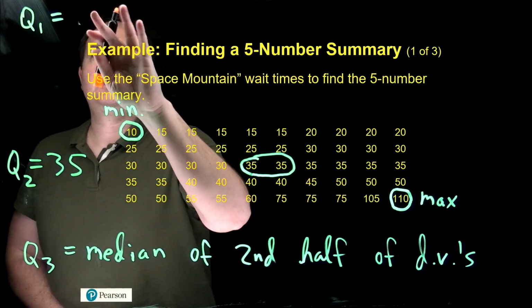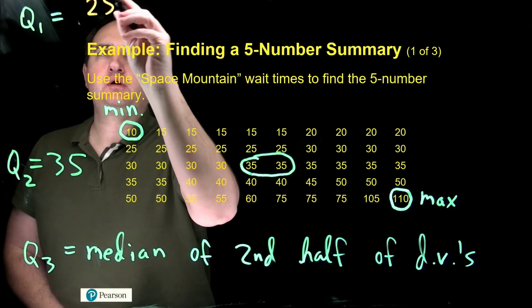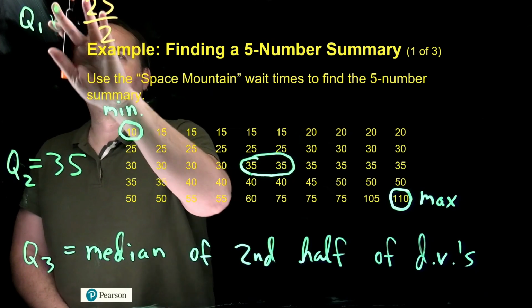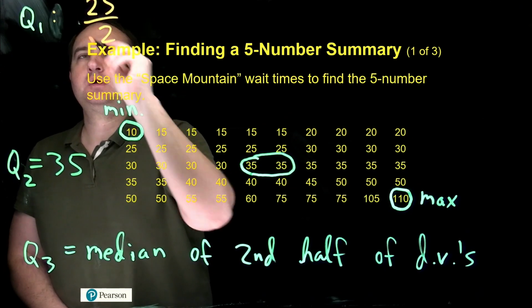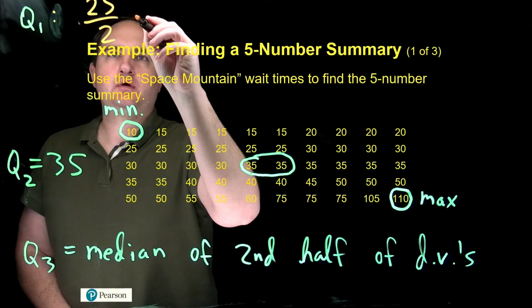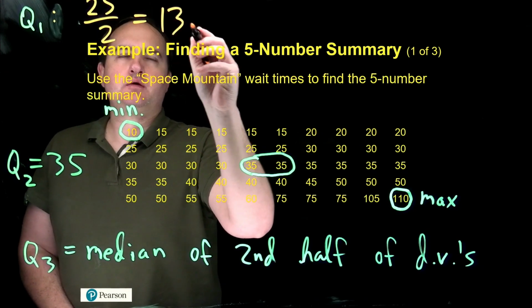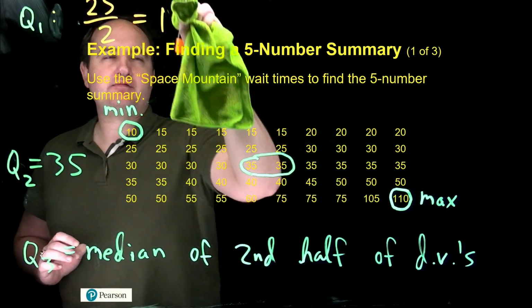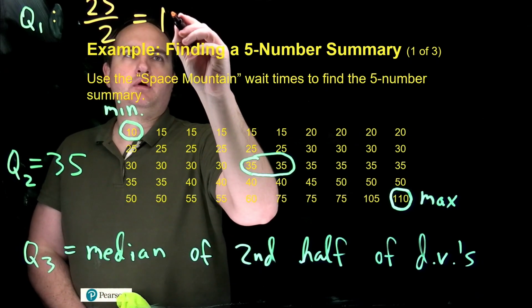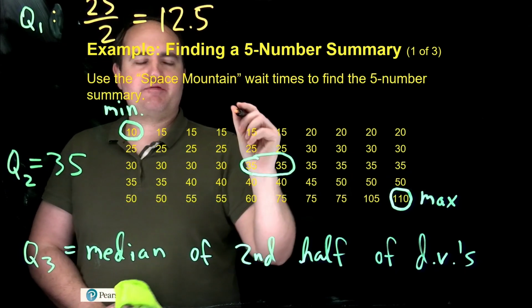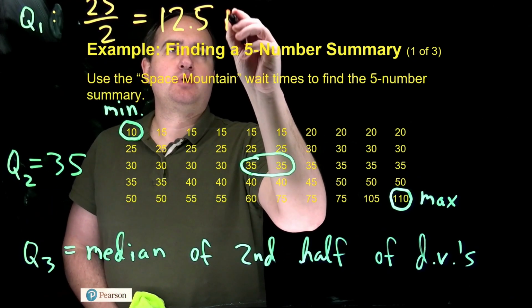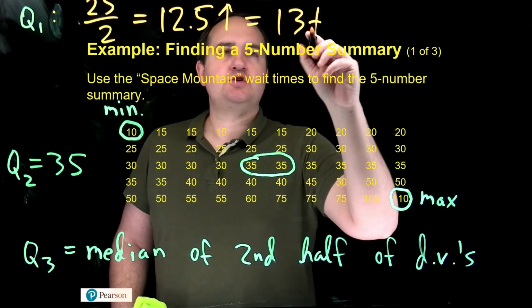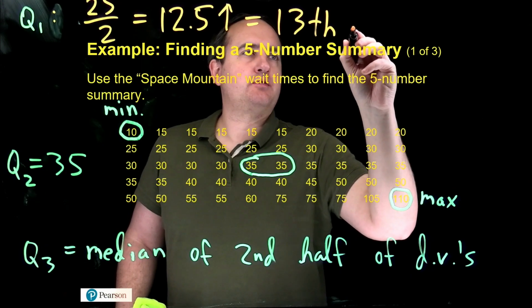Okay, so 25 over 2 equals 12.5, and then as we saw earlier, we round that up, so 12.5 rounds up to 13. So Q1 is going to be the 13th data value.